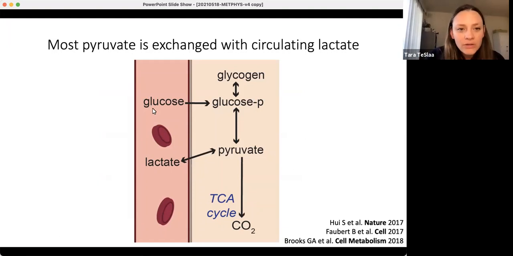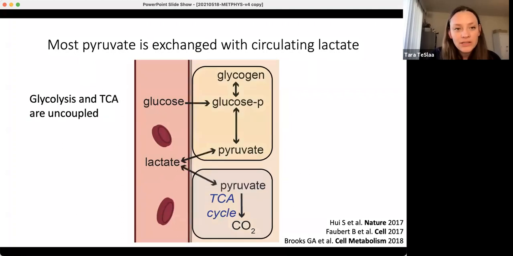So glucose, when it's taken up into tissues, will be phosphorylated and then catabolized via glycolysis, with the end product being pyruvate in the tissue. Then pyruvate can be converted into lactate for export into the circulation, or it can be used in the TCA cycle to make more ATP. What's becoming increasingly appreciated is that most tissue pyruvate actually will be converted into circulating lactate before being taken back up into tissues and used in the TCA cycle.